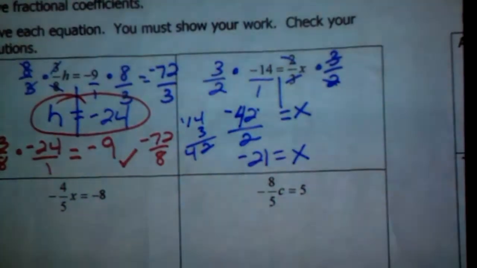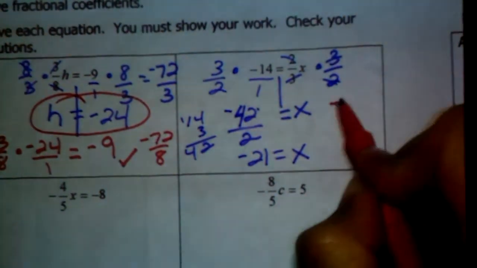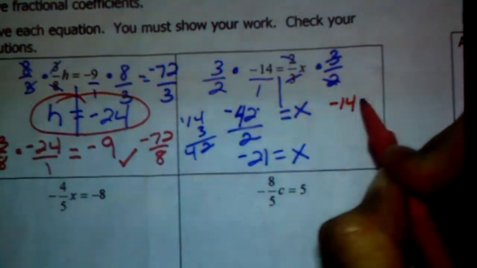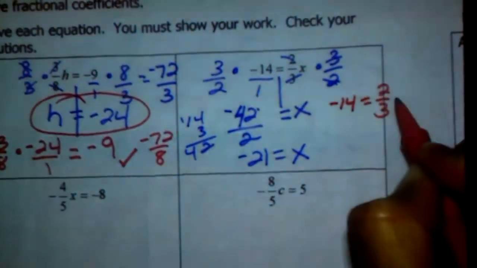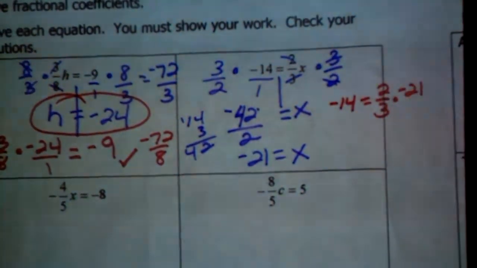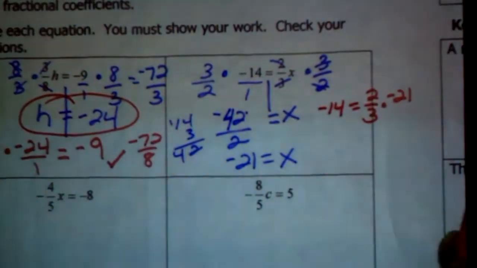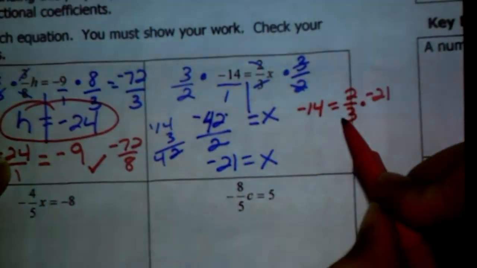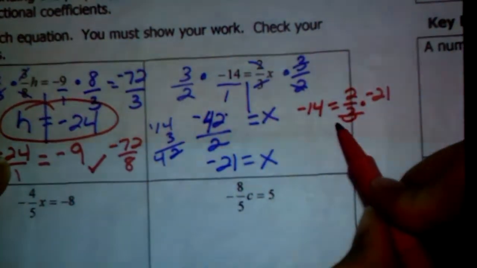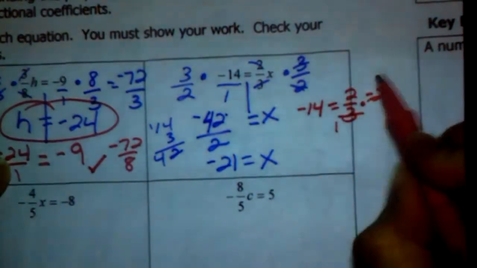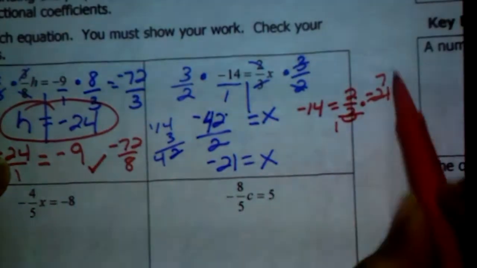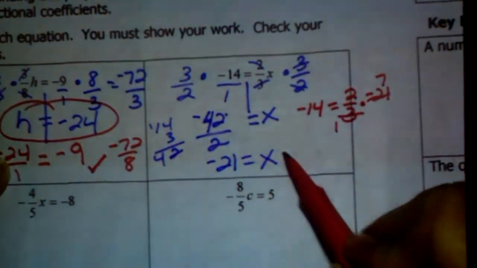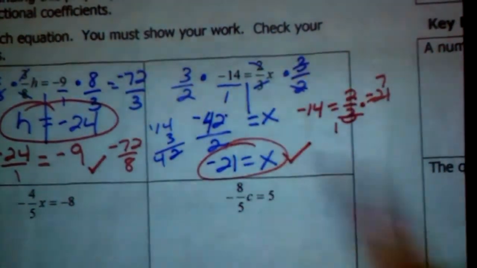Just to double check, we should get that a negative 14 is equal to 2/3 times negative 21. Ooh, I'm going to use some cross canceling here, Mrs. Trumbull. That's a great plan. I'm going to say, oh. You know we got time for that. No. Do it the other way. 3 goes into 3 once. It goes into this 7 times. What's 2 times negative 7? We have 14. That means that is right.